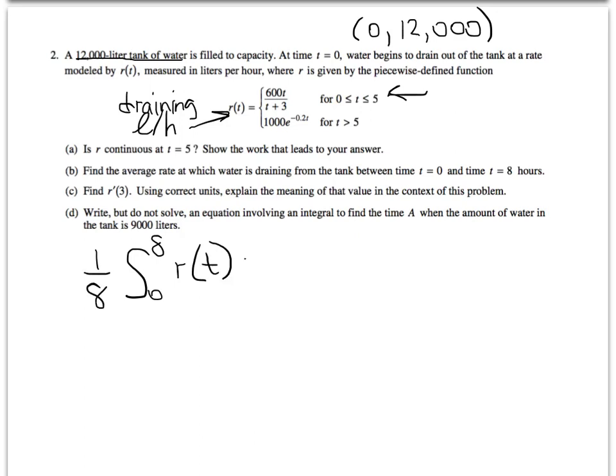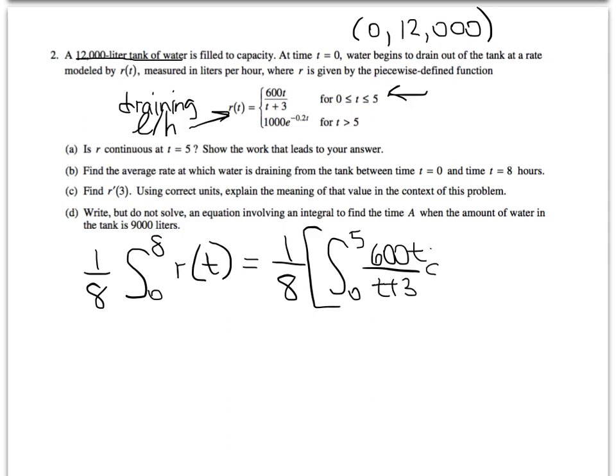Now this is unique in that I have to split it up into two integrals because we have two pieces of the function. So we would go from 0 to 5 of 600t over t plus 3 dt, and then we would add that to the integral from 5 to 8 of the new function, which is 1000 e to the negative 0.2 t dt.